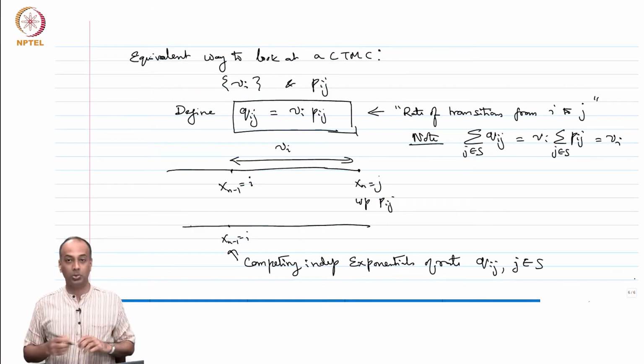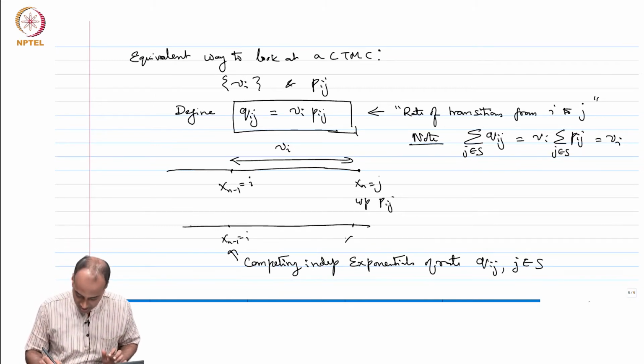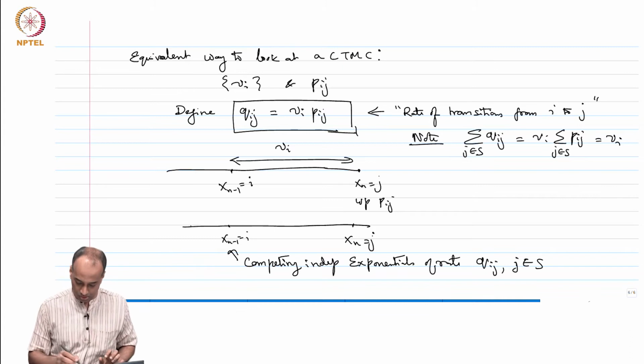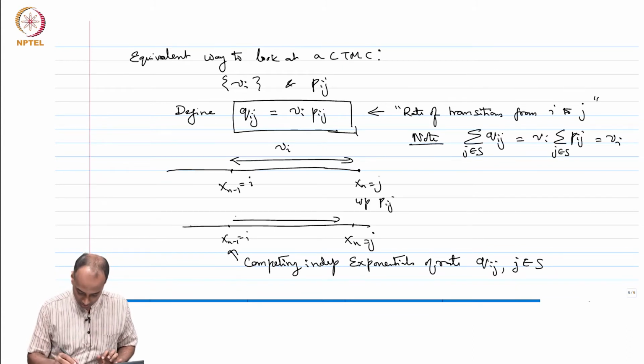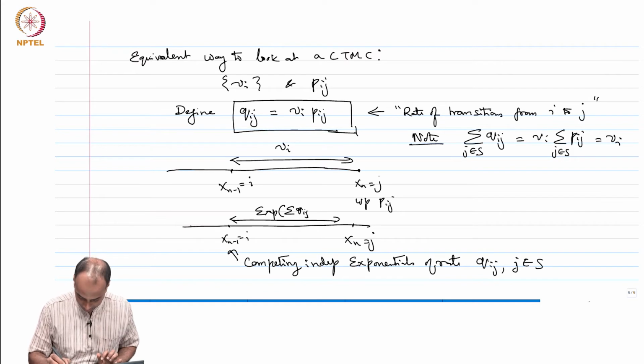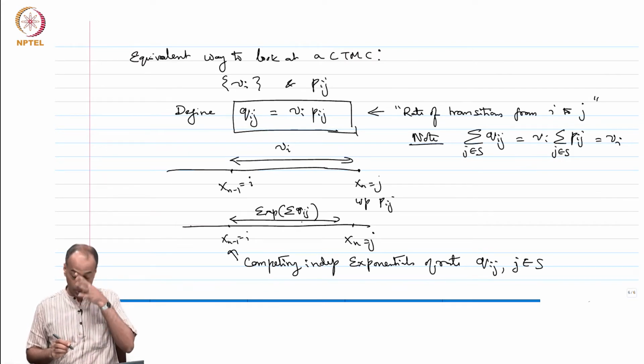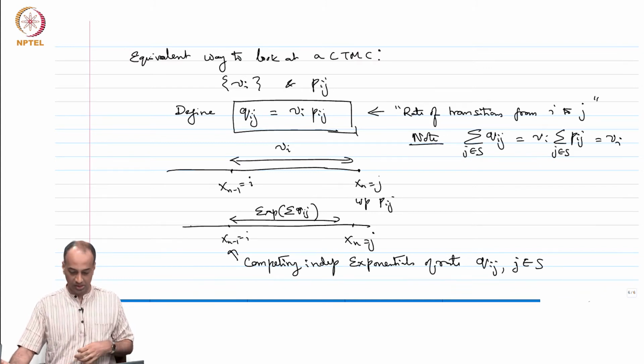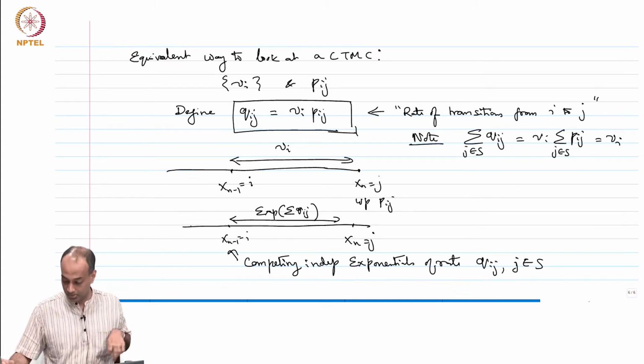So, these are two equivalent perspectives, and depending on whichever exponential wins, you go to that state. If the jth exponential wins, you get Xn equal to j, and you can show that this holding time will be exponential with parameter sum over Qij, which is simply nu i. Good, this is just an equivalent way of looking at CTMCs.